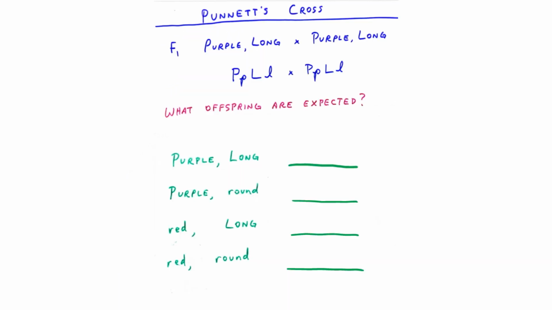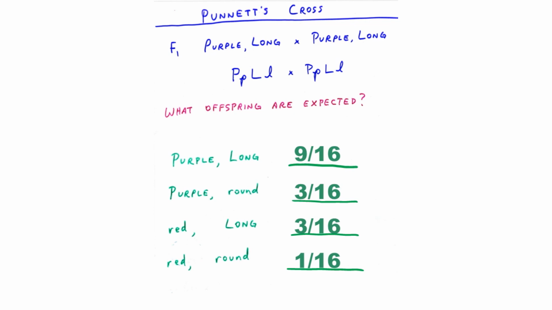And Reginald Punnett did a cross where he was also working with peas, and he was looking at purple and long versus red and round, and he did a double heterozygote cross where you're going to get 4 different categories of offspring: purple and long, these are the dominant, that's why I have them in all caps, and red and round, those are the recessive traits. When you do this cross, what do you expect the ratios to be? Well, Mendel would expect them to be 9 to 3 to 3 to 1.